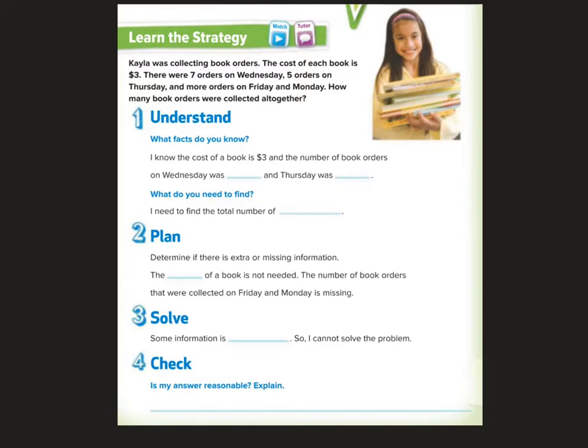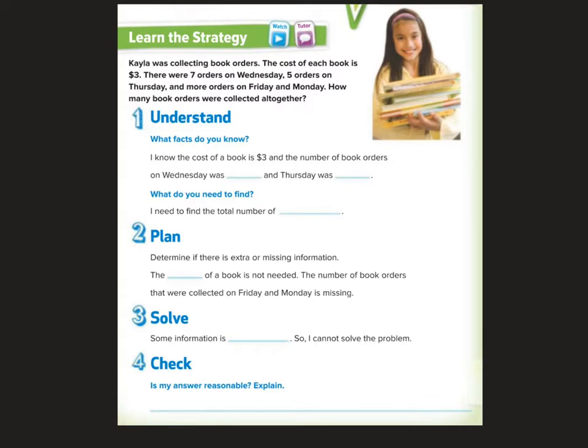All right, it says Kayla was collecting book orders. The cost of each book is $3. There were 7 orders on Wednesday, 5 orders on Thursday, and more orders on Friday and Monday. How many book orders were collected altogether? Okay, so first we have to understand the question. There's a lot of information being thrown at us in this question, so let's really look at it to understand it.